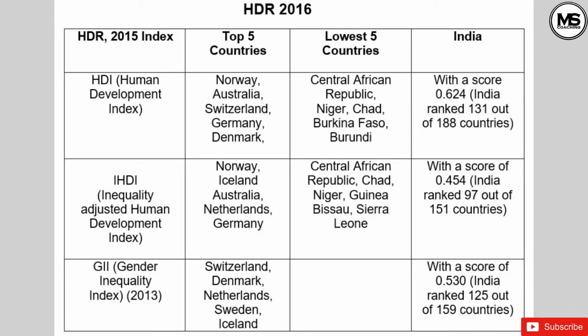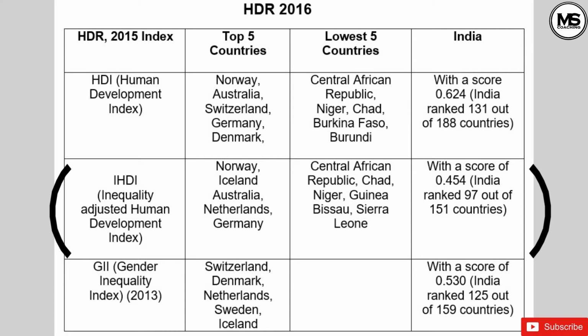HDR 2016. HDI, Human Development Index. Top 5 countries are Norway, Australia, Switzerland, Germany, Denmark. Lowest 5 countries are Central African Republic, Niger, Chad, Burkina Faso, Burundi. But India, with a score of 0.624, ranked 131 out of 188 countries.